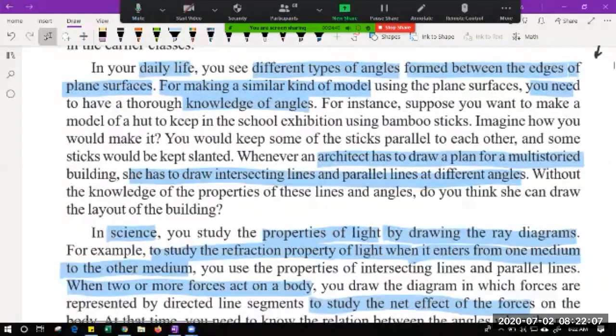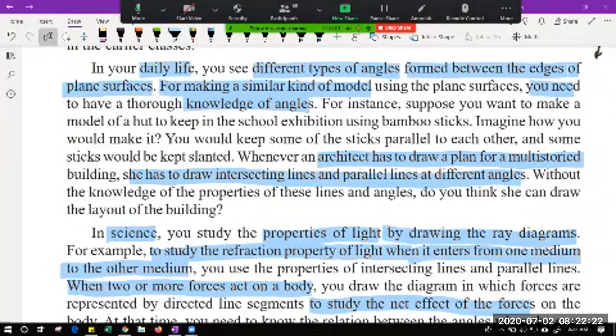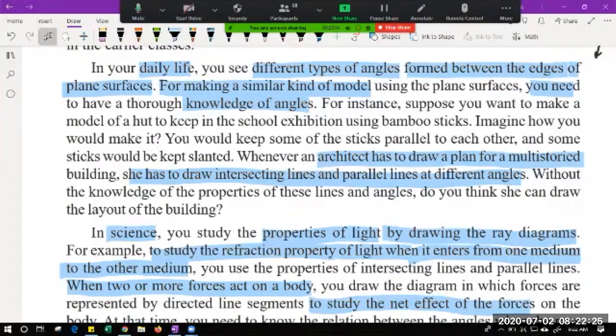Now they are telling us the importance. One more thing, NCERT is giving you this introduction part. We should always read this. In daily life, different types of angles are formed between the edges of plane surfaces. We can see the books around us, the houses, the buildings; they all have angles at different places. So we are dealing with angles in daily life. Similarly, if you want to make a model of a hut, you will need knowledge of angles. Then only you can take sticks, draw parallel sticks, and slant them to make the hut.